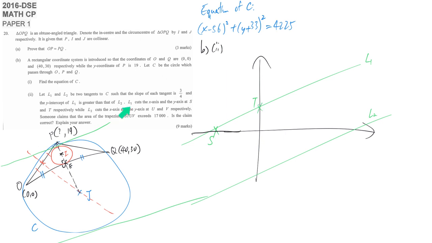And then L2 cuts the x-axis at point U, and also the y-axis at point V. What is asked is about the area of trapezium STUV. So we connect them. Talking about this area.